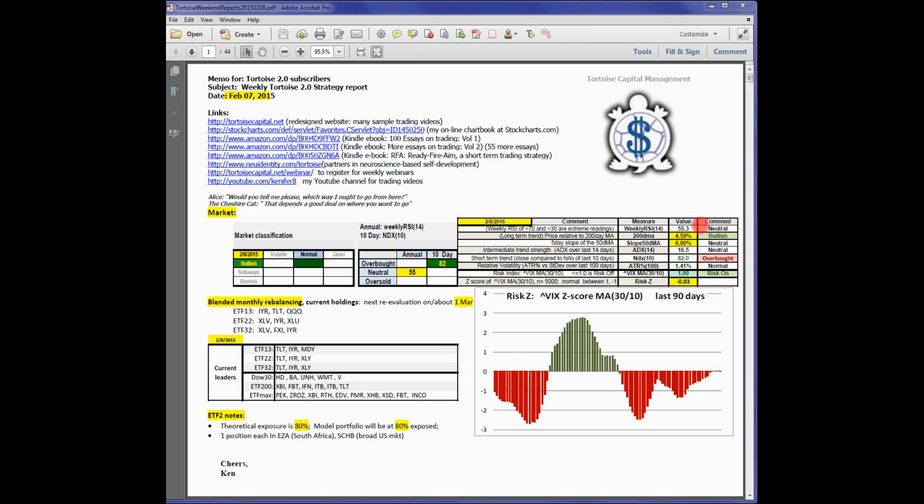Looking at the market mosaic, price relative to the 200 is 4.59%. That's yellow bullish. So we drifted down into sideways for a couple days on Monday.